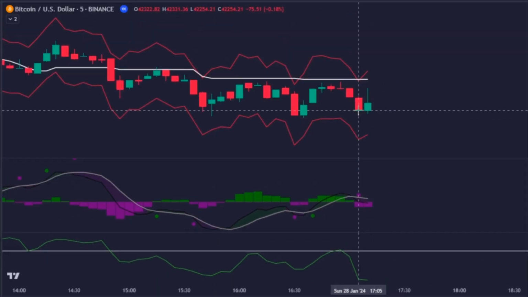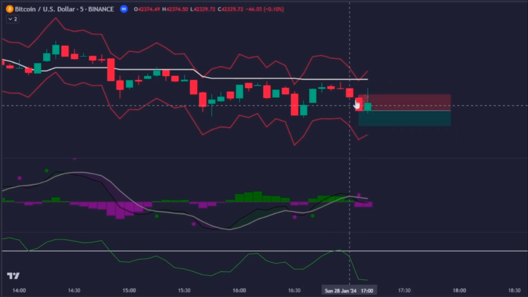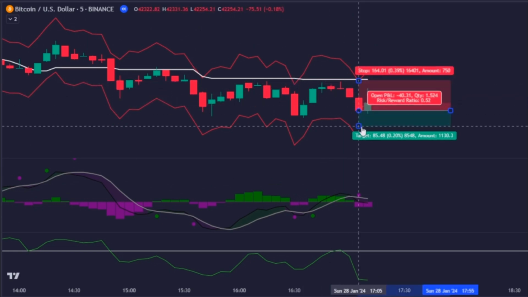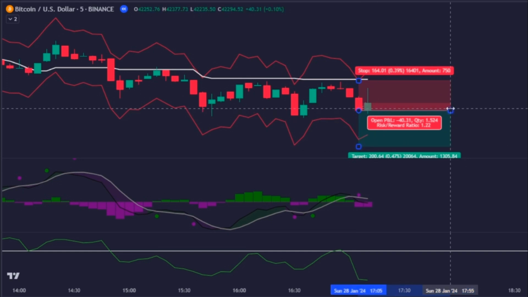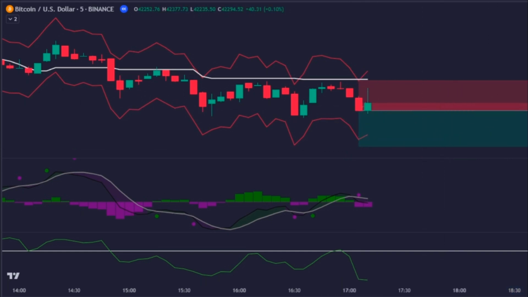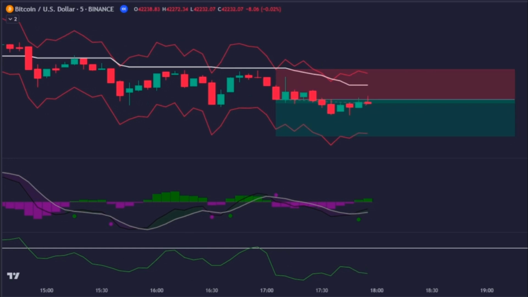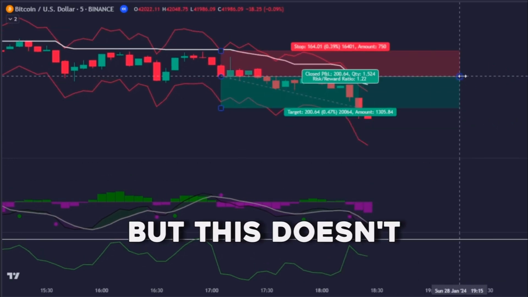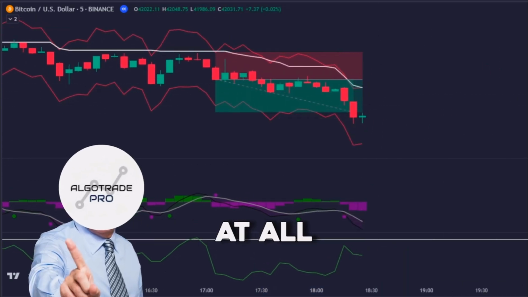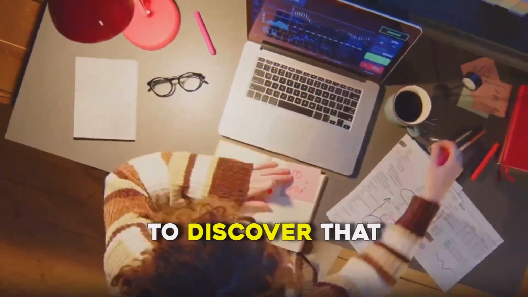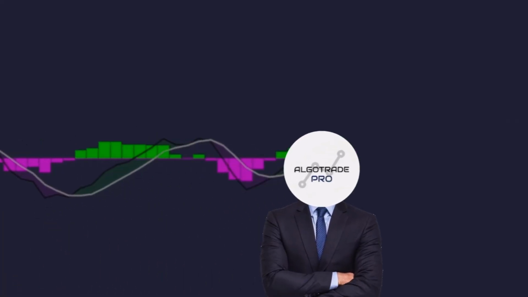And so we would enter at the closing of the signal candle with the stop loss on the upper ATR band and the take profit on the 1 to 1.2 risk to reward ratio zone, so about here. And again, this would be another profitable trade, but this doesn't mean this strategy is profitable at all. We need to perform a big backtest to discover that. And so, let's jump to that part of the video.